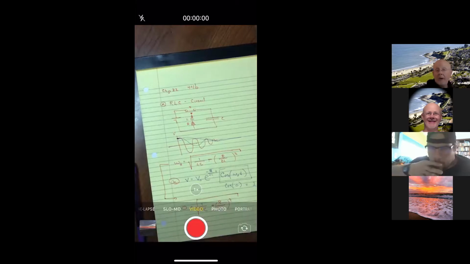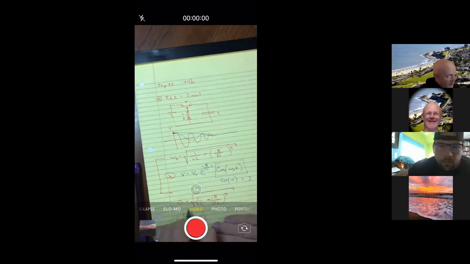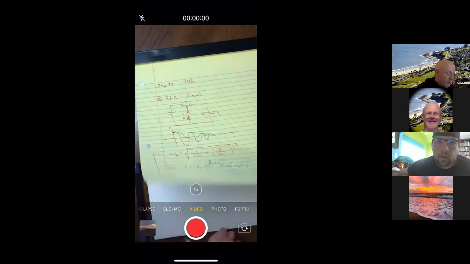That's the key to the problem. So then if you square both sides and move it over, you would get 1 over LC, and over here you would get the square root of R over 2L.